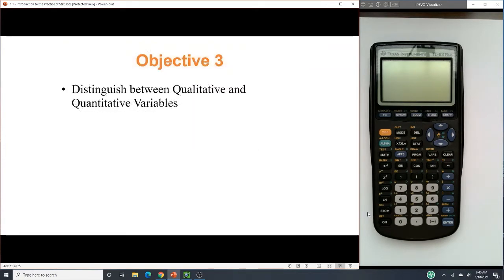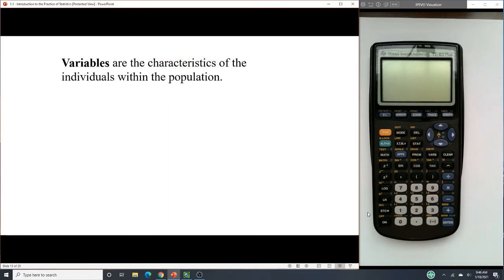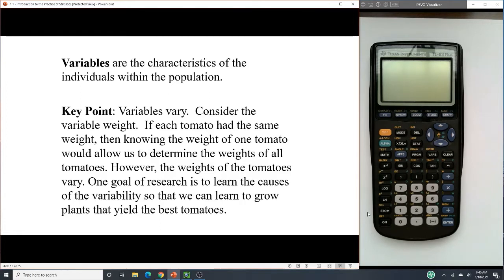All right, objective 3, looking at qualitative and quantitative variables. Variables are the characteristics of the individuals within the population. So we can have different ones there. Like I said before, your gender, male, female, age, 20s, 30s, 40s, color, all those different things. When we talk about people, we could also be talking about dogs, and they get the same thing, or whatever we want to talk about. There are going to be variables within the population. All right, and variables vary. So that's always going to be one of those things. We just want to know how to get the best from those things.